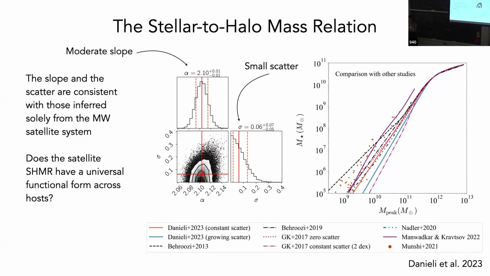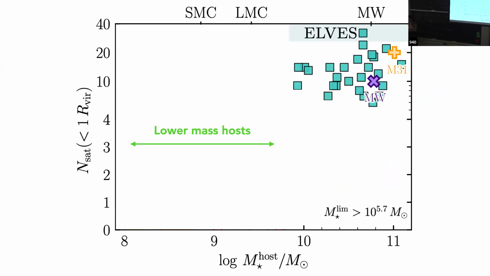I think I'm running out of time, so I'll just show one more thing, which is that we're now working on repeating ELVES, the same survey, but extending to lower mass hosts. So looking at dwarf galaxies, kind of LMC, SMC mass, but isolated, and looking at the satellites of the dwarf galaxies.